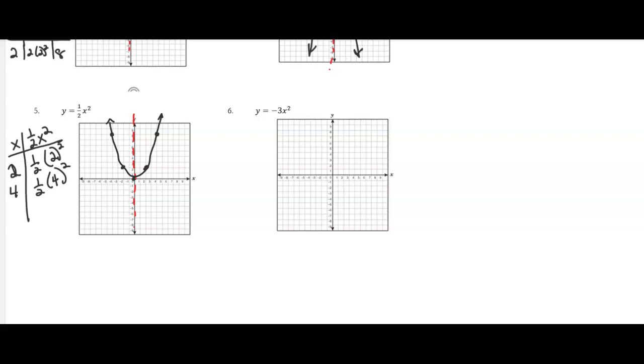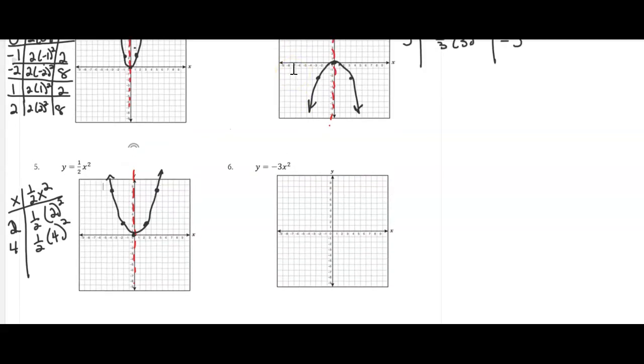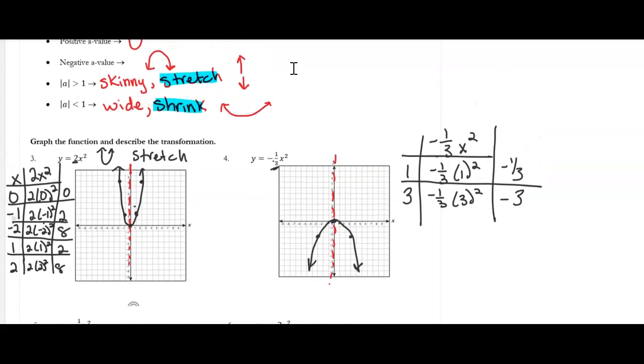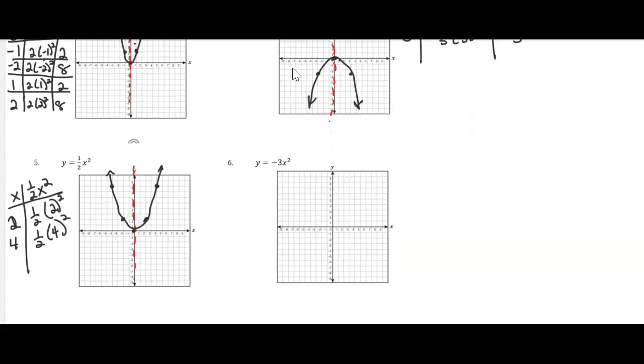Oh, you know what we forgot to do? We forgot to say what kind of transformation this one was up here. This is a fraction that's less than 1, so this is a shrink. Same thing here. This one's a fraction that's less than 1. This is a shrink. For number 6, this should go down because it's negative, and 3 is bigger than 1, so this is a stretch.